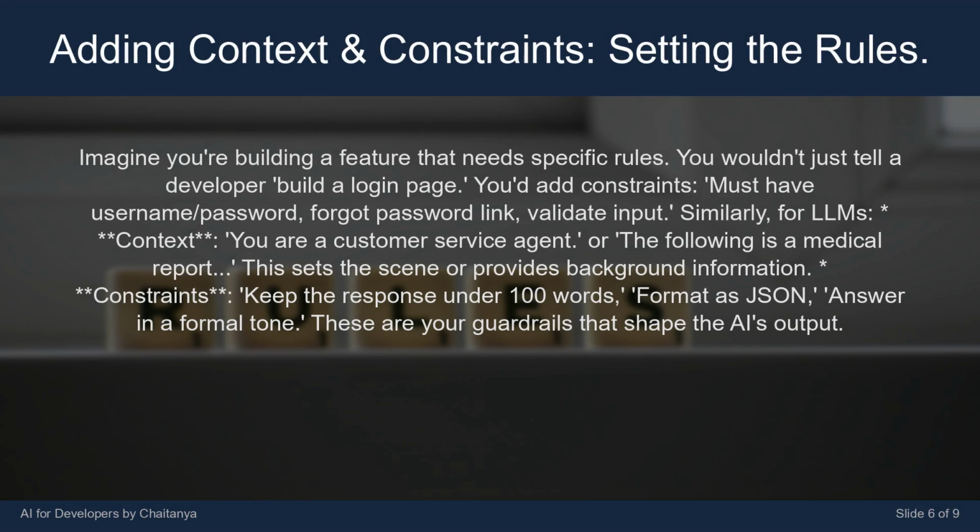Imagine you're building a feature that needs specific rules. You wouldn't just tell a developer, build a login page. You'd add constraints. Must have username, password, forgot password link. Validate input. Similarly, for LLMs, context: you are a customer service agent, or the following is a medical report. This sets the scene, or provides background information. Constraints: keep the response under 100 words, format as JSON, answer in a formal tone. These are your guardrails that shape the AI's output.